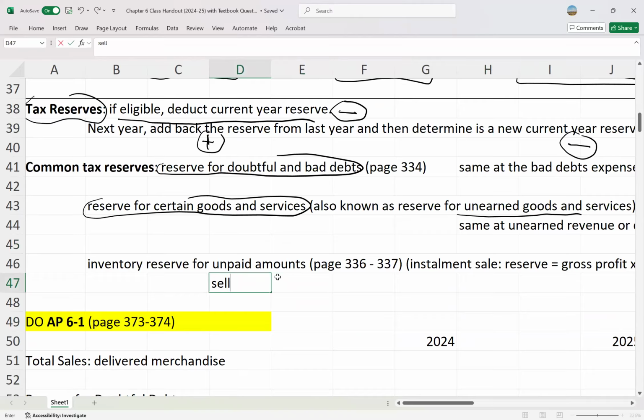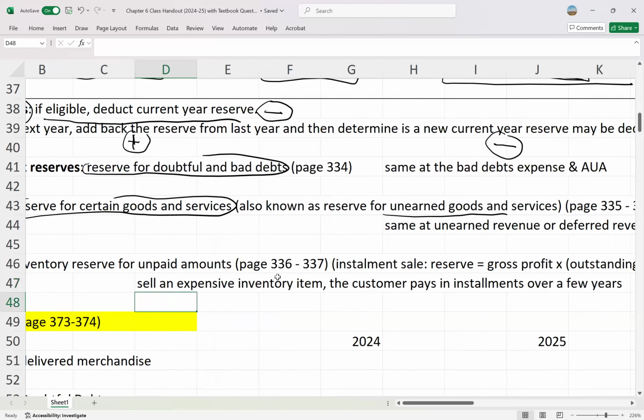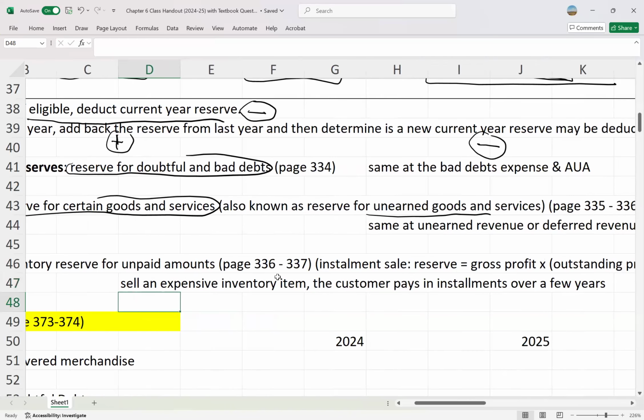Maybe you sell an expensive inventory item and the customer pays in installments over a few years. So you sell a really expensive piece of jewelry. It's worth $500,000. The customer says, well, I'll buy it from you, but you have to let me pay it off in installments, $100,000 a year over 5 years.